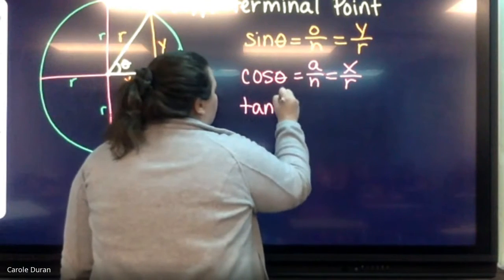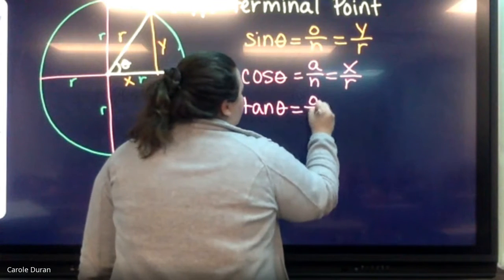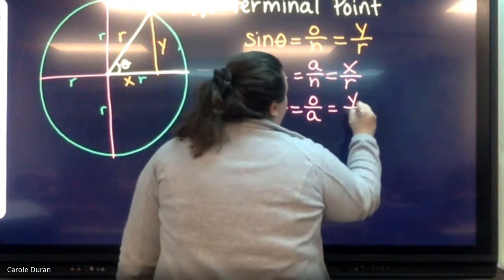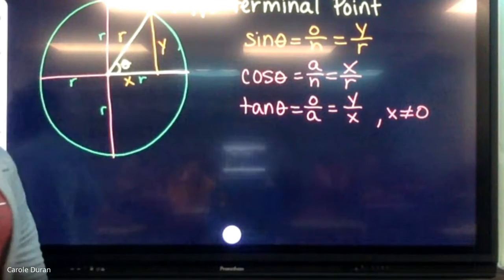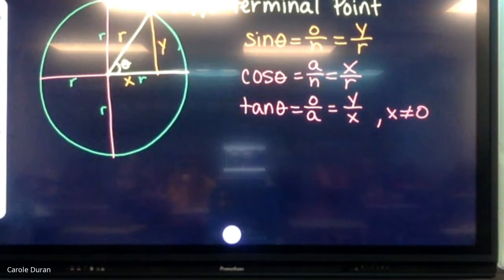Tangent used to be opposite over adjacent and now is y over x. We do have the stipulation though that my denominator cannot be equal to 0. If it is, we say that that ratio is undefined.